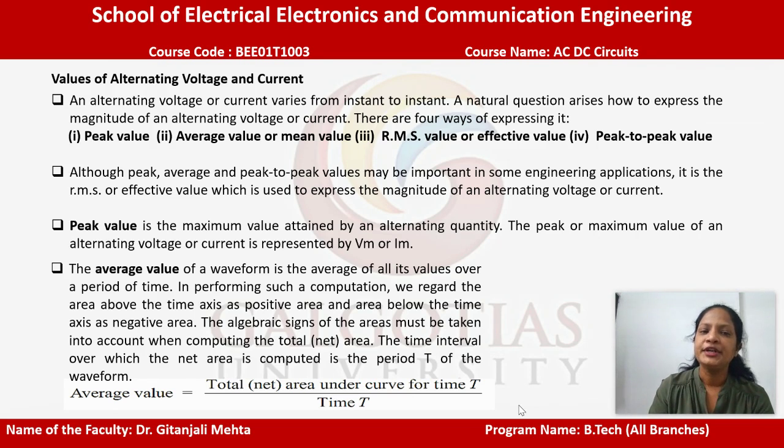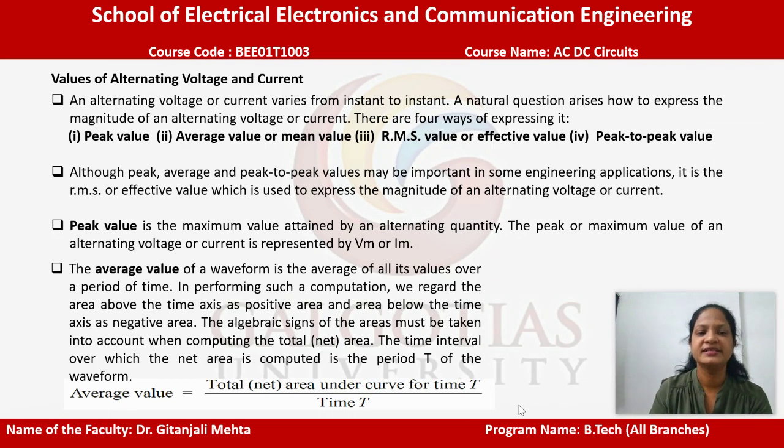Moving on further, an alternating voltage or current varies from instant to instant. And an alternating voltage or current can be expressed by its peak value, by its average value or mean value, RMS value or effective value, and peak-to-peak value. Although peak, average, and peak-to-peak values may be important in some engineering applications, it is the RMS or the effective value which is used to express the magnitude of an alternating voltage or current.